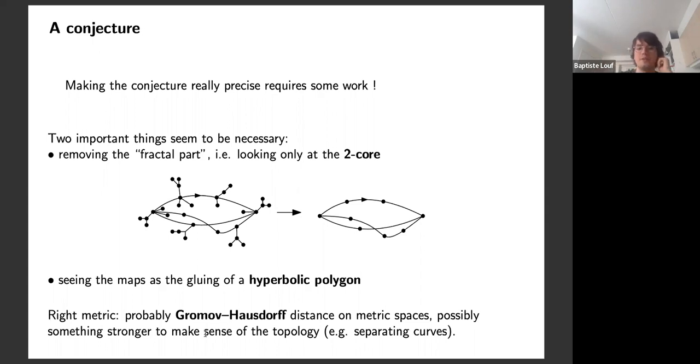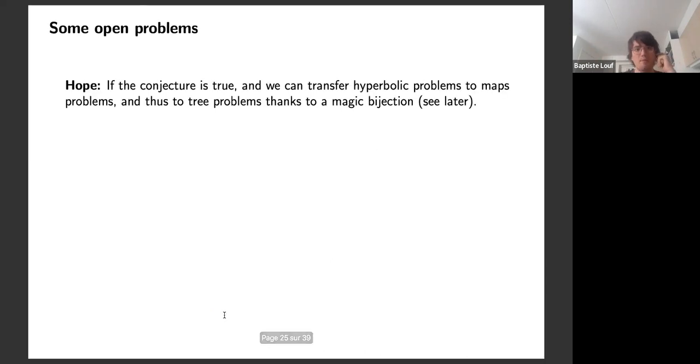And this is not included in the Gromov-Hausdorff distance on metric spaces. It doesn't account for the topology. So maybe we need something stronger that accounts for the topology. And the thing is, this conjecture is nice and all, because we have two different models of random surfaces, and then we find out that they potentially behave similarly in the limit. So that contributes to this nice notion of universality.